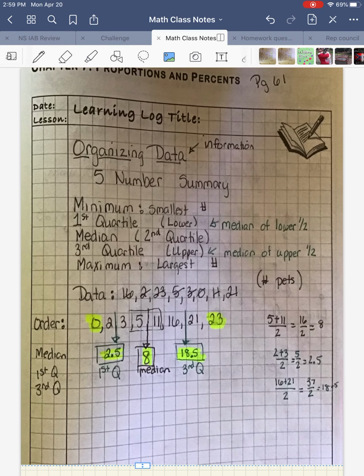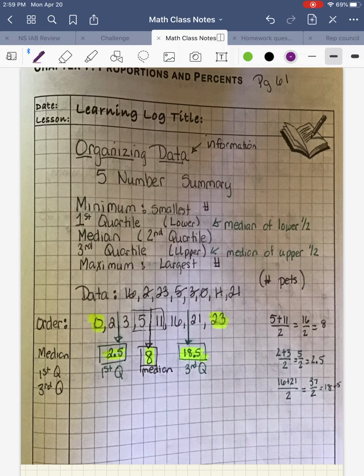This is from, whoops, wrong mode there. Okay, this is from page 61. We took these notes a while ago. This is from chapter 7, and this is about organizing data and finding the median and quartile values.